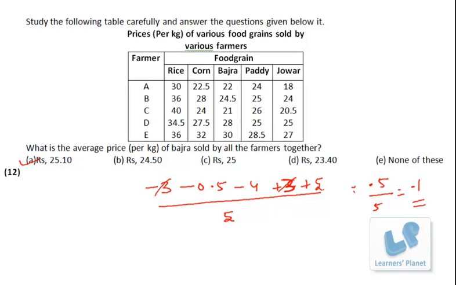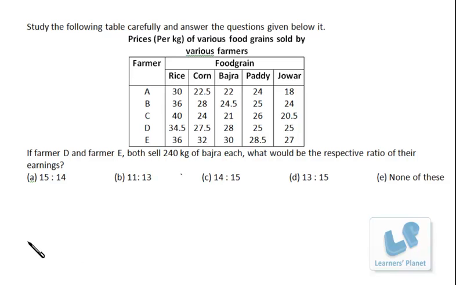Now let's see this question. If farmer D and farmer E both sell 240 kilogram of bajra each, what would be the ratio of their earnings? Since both of them are selling 240 kilograms, we don't have to consider the quantity. Now the ratio which will come over here will be the pricing ratio only. So we just have to find out the pricing of farmer D and E of bajra, right? So it's 28 is to 30, that is farmer D's price is 28 and farmer E's price is 30. So 28 is to 30. So the ratio will be 14 is to 15, D is to E, right?